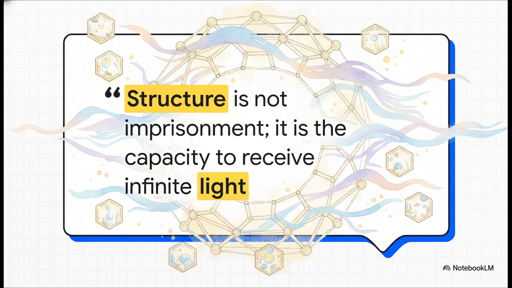The hexagonal surface of that sphere, it's not a cage at all. It is a highly, highly advanced lens system. Every single facet acts almost like a compound eye, letting you see in every direction simultaneously, but without ever losing your central orientation. Structure is literally what allows you to handle massive amounts of energy.